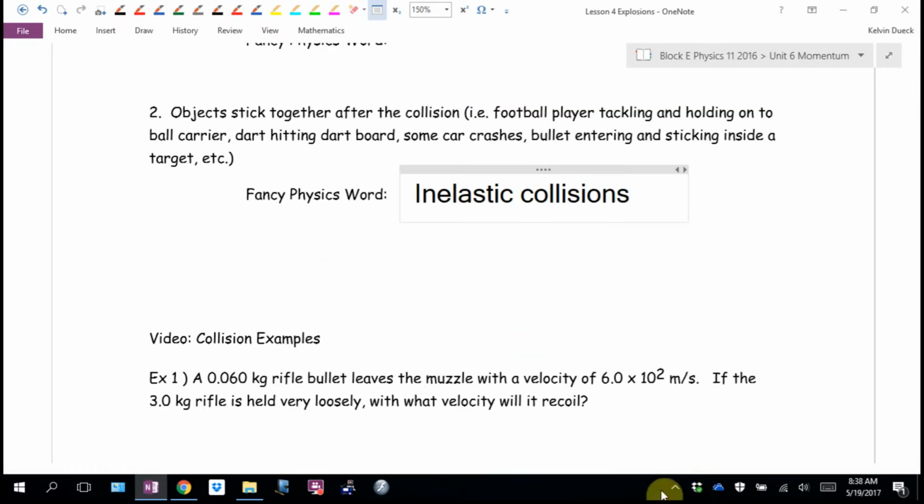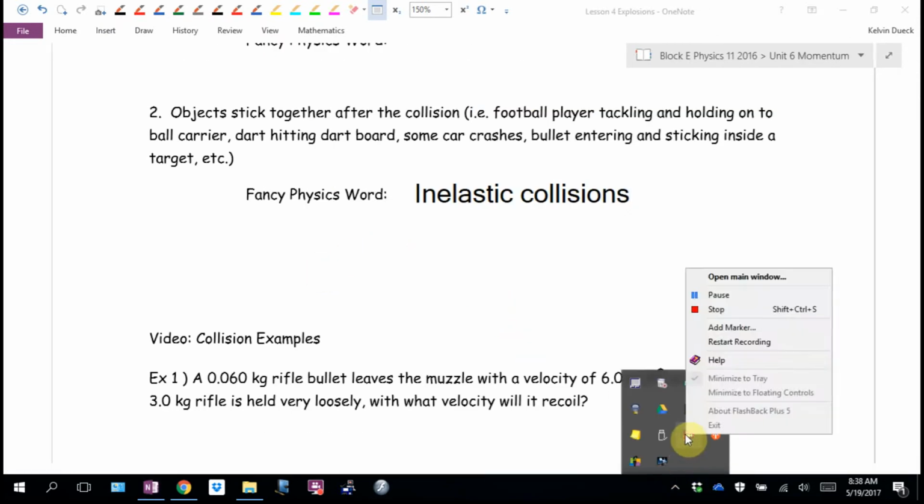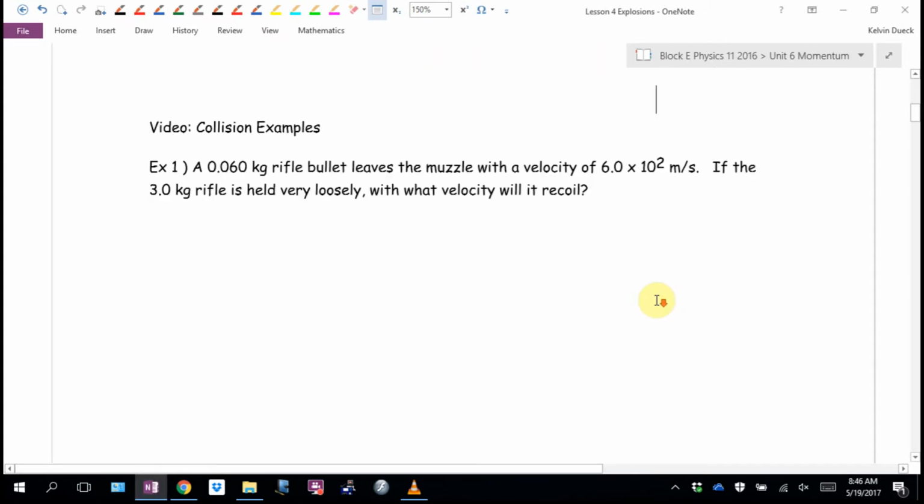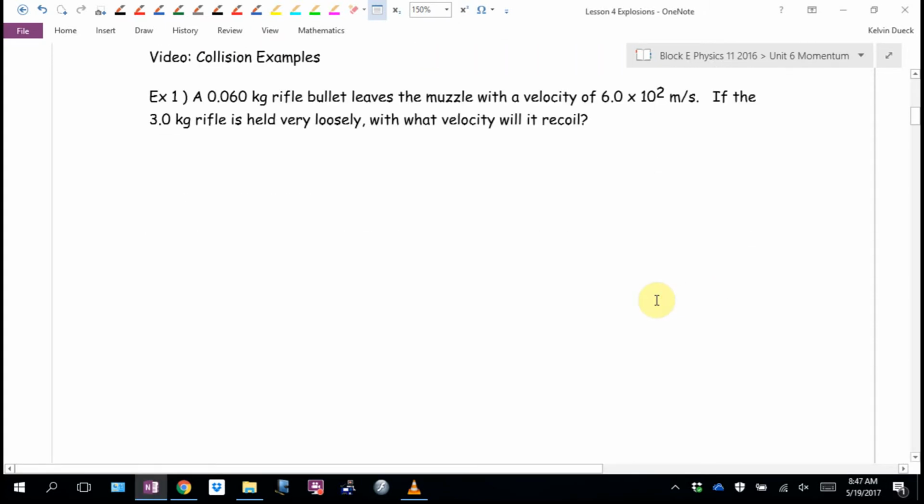Put your pencils down, look up. Today we're looking at explosions. So here is a rifle. A rifle bullet leaves the muzzle with a velocity of 6 times 10 to the 2 meters per second. If the rifle is held very loosely, with what velocity will it recoil?